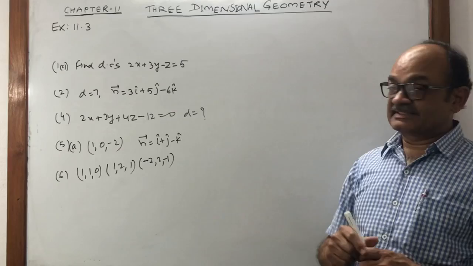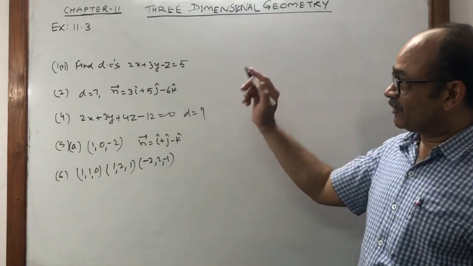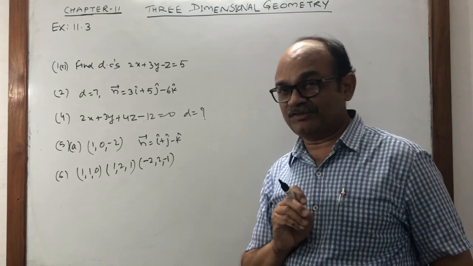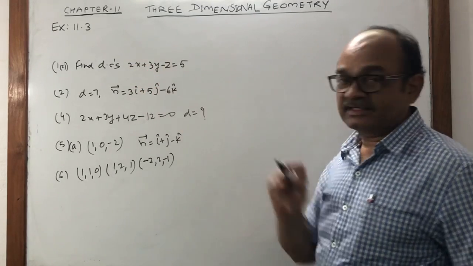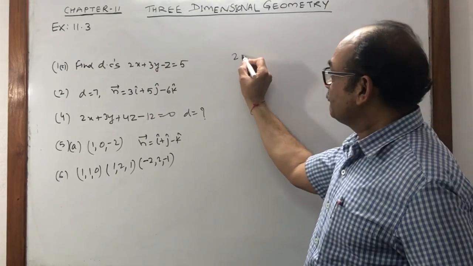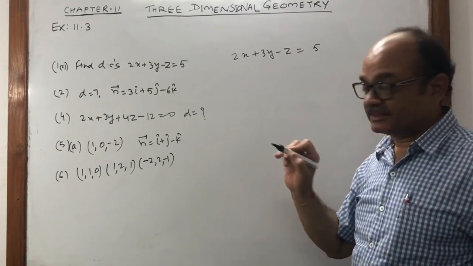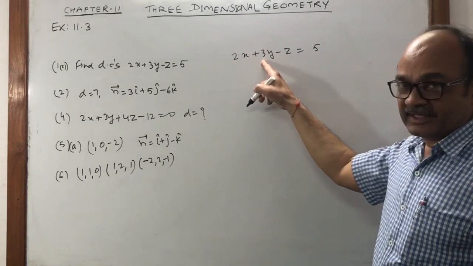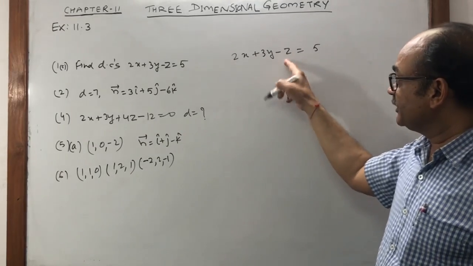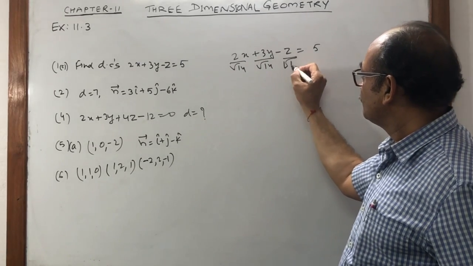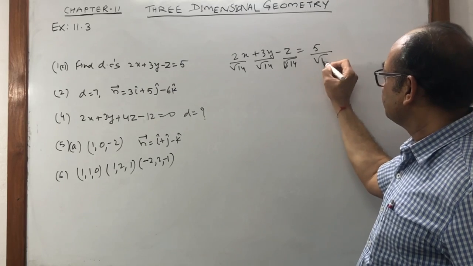Now we'll start exercise 11.3. Question number 1, we have to calculate the DCs and the question is given in the general form. It means A, B, C are the DRs. So we have to divide both sides by the magnitude. And what is the magnitude? 4 and 9, 13 and 1, 14. So divide by root 14 on each term.